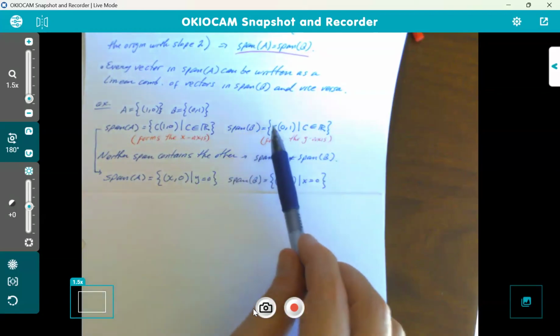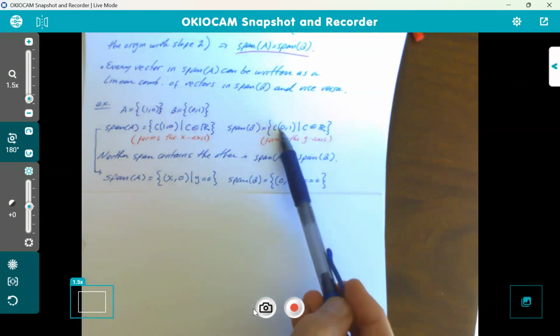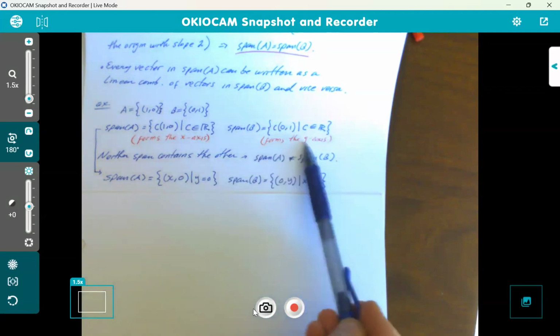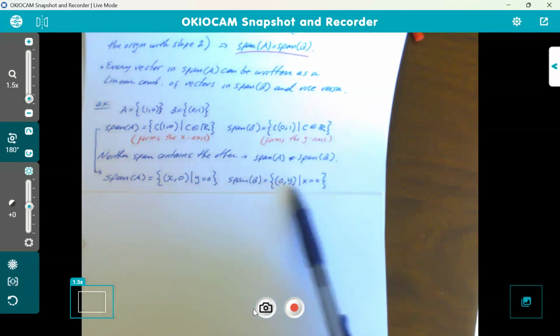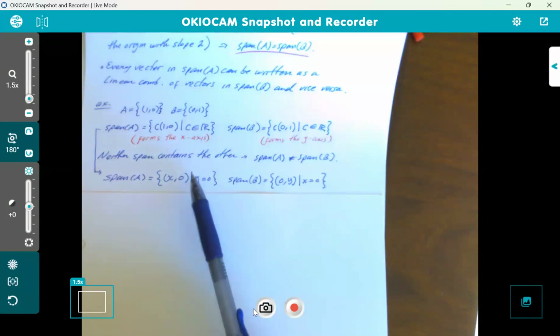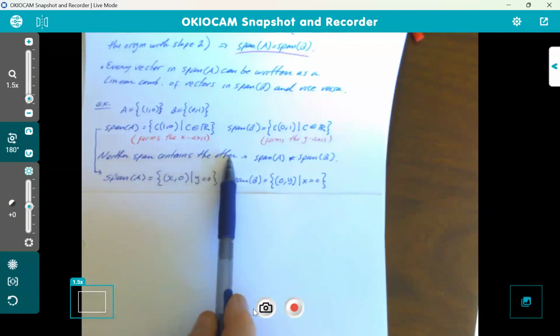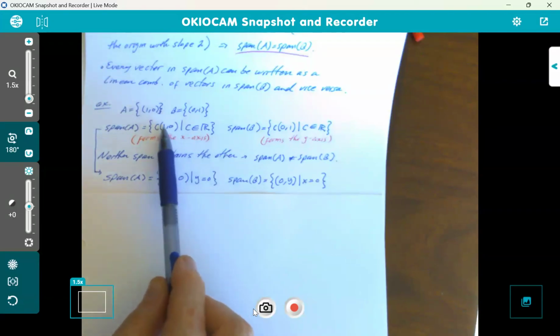Span B is all the ordered pairs, all the vectors in the form (0, constant). Well, that's the description of the y-axis. Notice this equation doesn't depend on y, so y could be any arbitrary number. In this one, y is 0, so that means x is free to be any value. So in this one, neither span contains the other, right? None of the vectors here are in here.